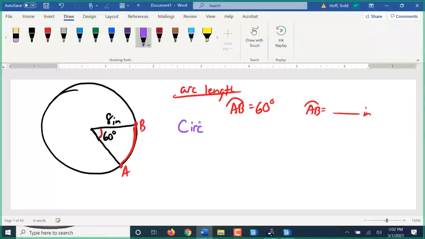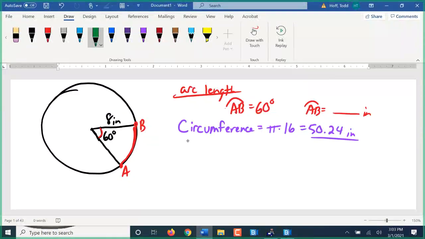Find the circumference, right? Circumference of that whole circle is pi times diameter. Pi times 16 inches, or 50.24 inches of circumference. How do I get from the circumference to the arc length? What do I have to do to my 50.24 inches?